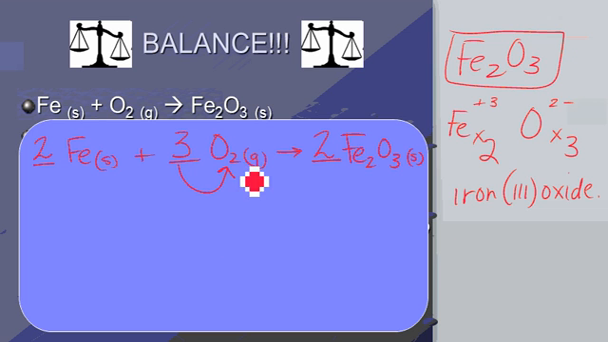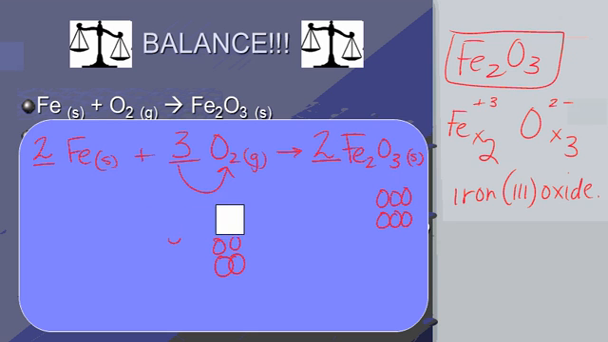3 times O2, remember O2 is that we have 2 oxygens joined together, and we have 3 of them. So that means we would have 6 oxygens. Here we have 3 oxygens together, and we have 2 sets of those. So that's 6 oxygens.